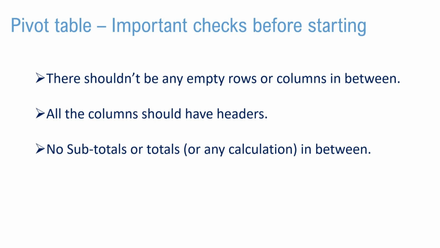If there are any totals or subtotals in between, then the pivot table will do a double counting and our data analysis will be impacted. Once we ensure that all the three conditions are met, we can work on the pivot table. So, in the next video, we will understand how we can quickly create a pivot table and start our data analysis. Thank you.